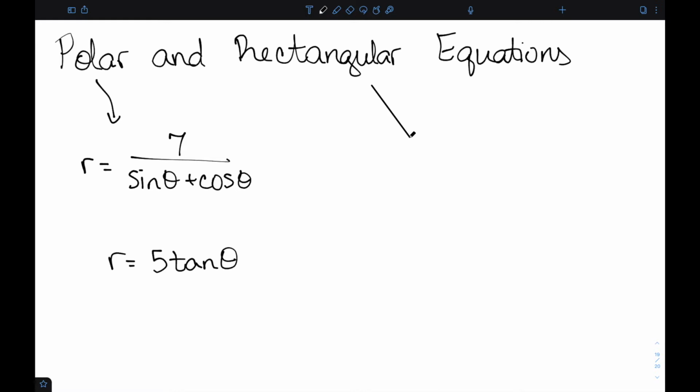Rectangular equations, on the other hand, are going to be things like x plus y equals 2, or x squared minus y equals 5.